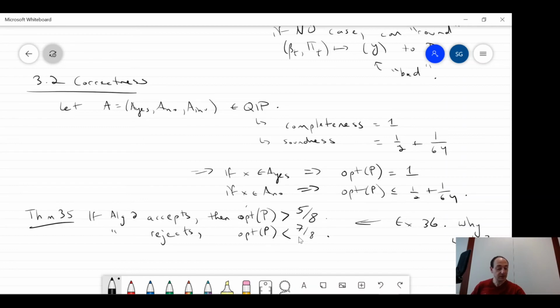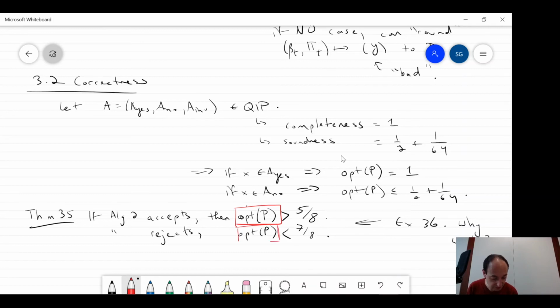And in the no case, if I get a value at most 7/8, then I know that certainly I'm not in the yes case. Because in the yes case, I know, okay, sorry, let me be clear. We're not talking about me giving you a solution. I'm really saying, let me just verify this. I'm really talking about the optimal value.